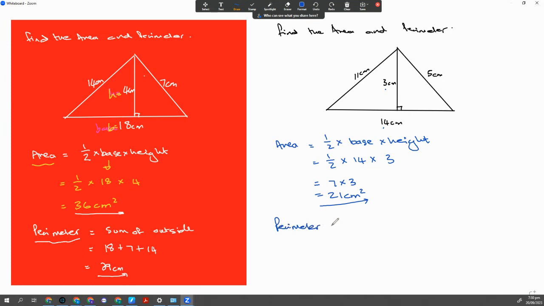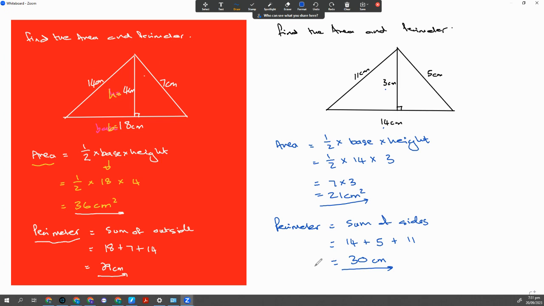Now, the perimeter is the sum of the sides, right? The sum of the sides, which means it's going to be taking into account this length plus this length plus this length. And we ignore the 3. So that's going to equal 14 plus 5, which is 19, plus 11, which comes to 30. And so this will be 30 centimeters for the perimeter.